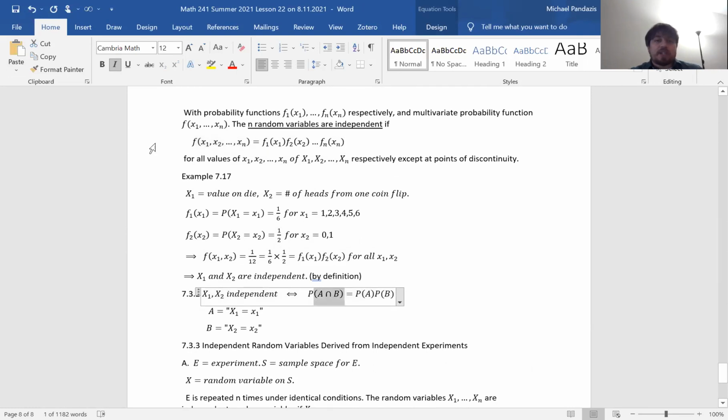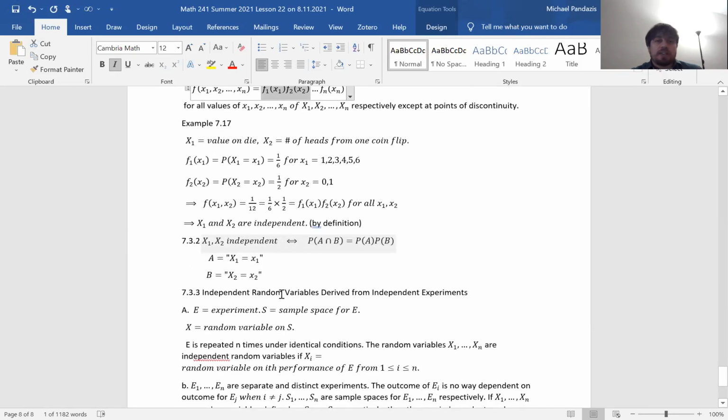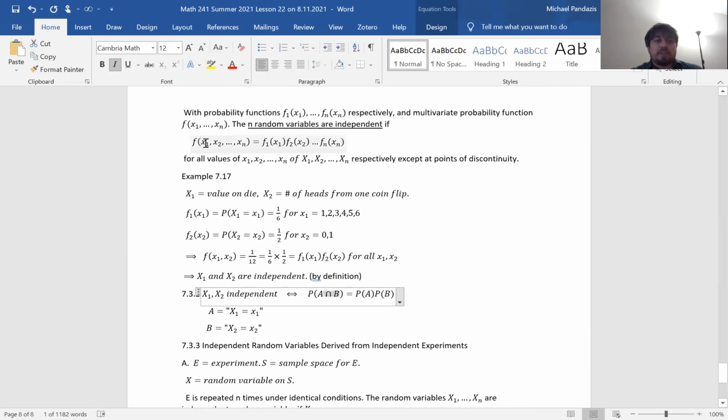The probability of A intersection B is this probability. The probability of A times the probability of B is f1 of x1 times f2 of x2. Okay? A intersection B is, remember, shorthand notation for X1 equals little x1 and X2 equals little x2. So f of that is the probability that X1 equals little x1 and X2 equals little x2. And then this is this. Okay? So this is just another notation for saying the exact same thing.